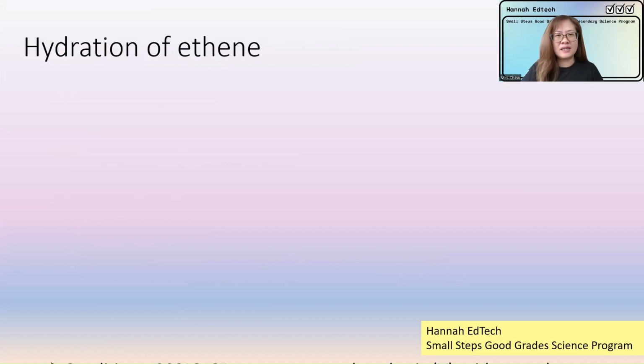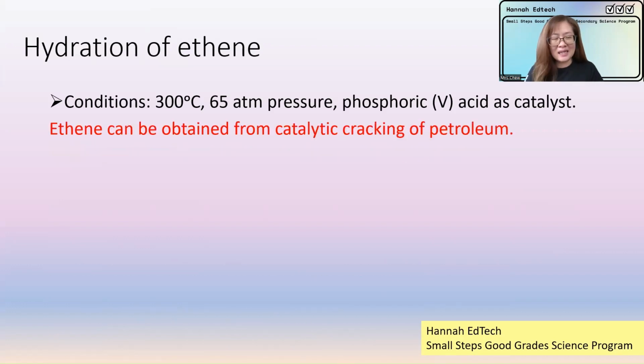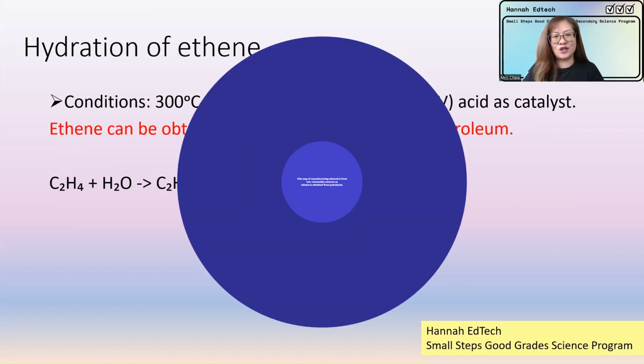For the hydration of ethene, the conditions will be 300 degrees Celsius, 65 atm pressure, phosphoric acid as a catalyst, all right? Ethene can be obtained from catalytic cracking of petroleum. So petroleum is our fossil fuel from the ground. So this is the chemical reaction, ethene plus water. Under this condition, we will have ethanol.